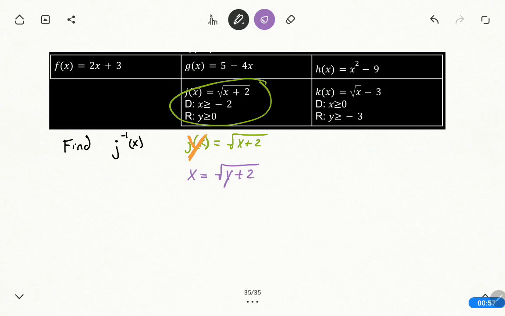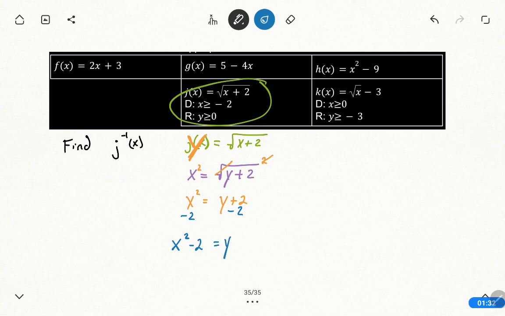Once you do the switching of x and y, we still have to get y by itself. So to get y by itself, we'll get rid of anything outside the radical first. Of course, this problem doesn't have anything outside the radical. Now we're going to get rid of the radical. We'll square both sides. So we're going to have x squared is equal to, squaring and square root cancel, y plus 2. And then to finish getting y by itself, we will subtract 2 on both sides, giving us x squared minus 2 is equal to y.